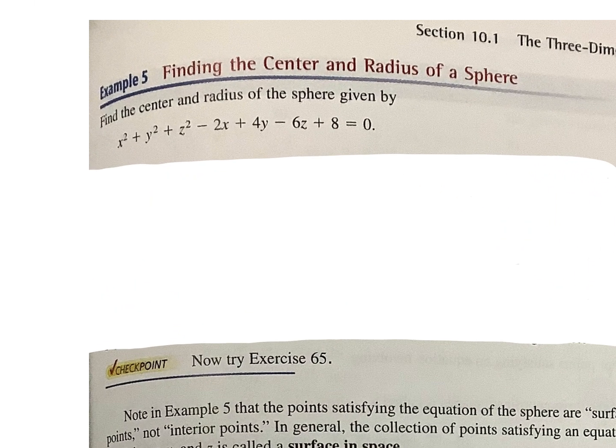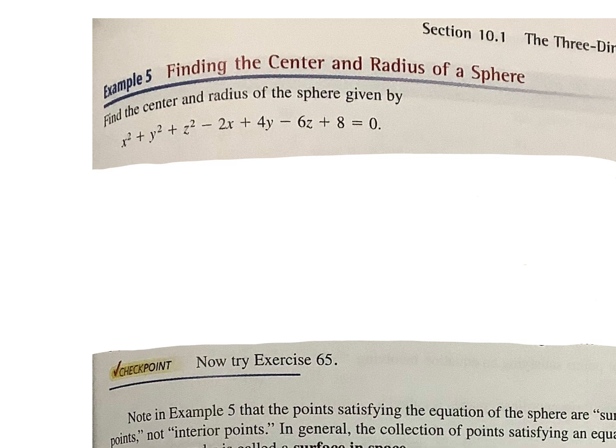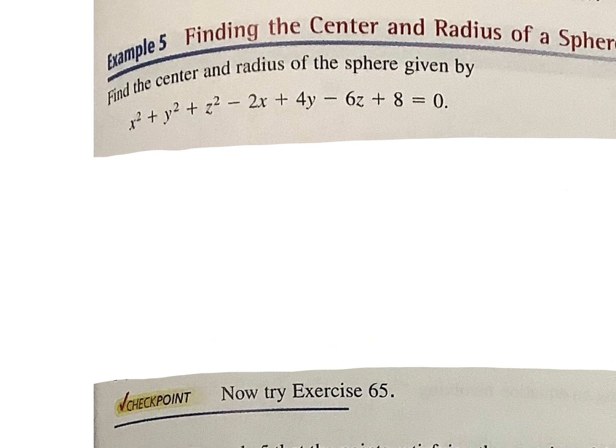So example 5 says find the center and radius of the sphere given by this equation. What do you think I need to do to put it into standard form to help me find the center and radius? But what's our overall goal? We can subtract 8, but what else will I have to do? Complete the square. So I'm going to move the constant number to the other side.